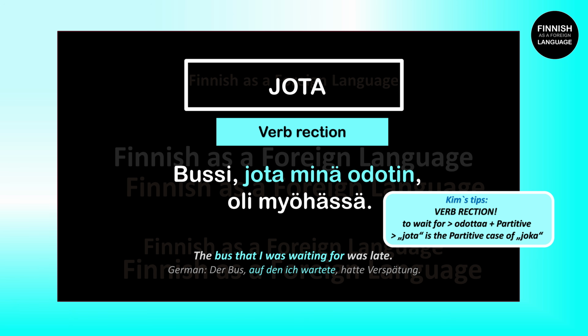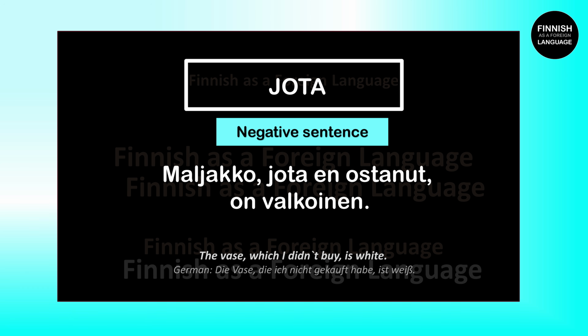So let's repeat again. Bussi, jota minä odotin, oli myöhässä. In English, the bus that I was waiting for was late. One more. Maljakko, jota en ostanut, on valkoinen. In English, the vase which I didn't buy is white.